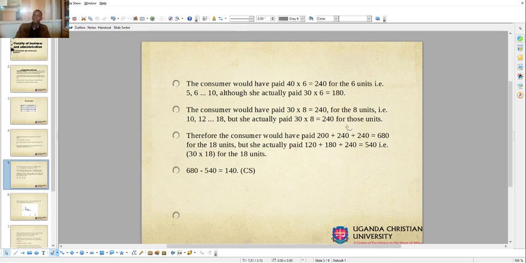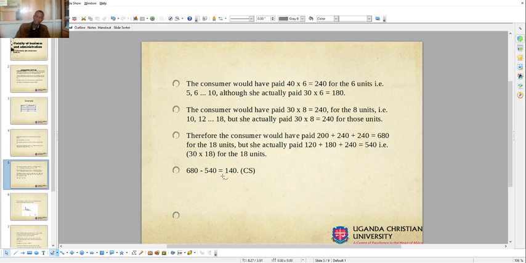So we now put together what the person would have paid, which is 200 plus 240 plus 240, and what the person actually paid, 120 plus 180 plus 240. The person was willing to pay 680, but actually pays 540. Would have paid 680, but actually pays 540. So the difference between these two is what we call our consumer surplus.